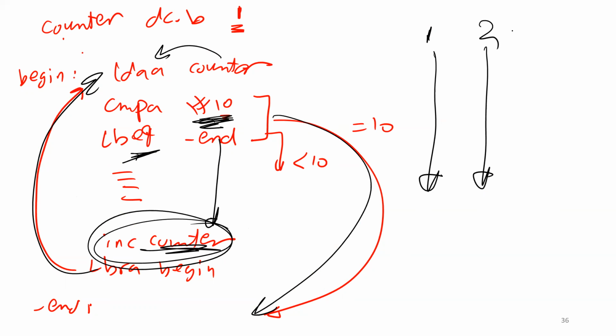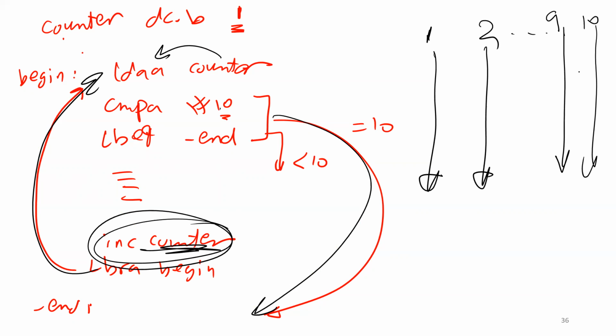And then all the way until, for example, it is 9. Is 9 equal to 10? No, it's not. So I'm going to make one more iteration. When it is 9, I'm going to increment, and once it is 10, I'm going to go outside. Is that okay?